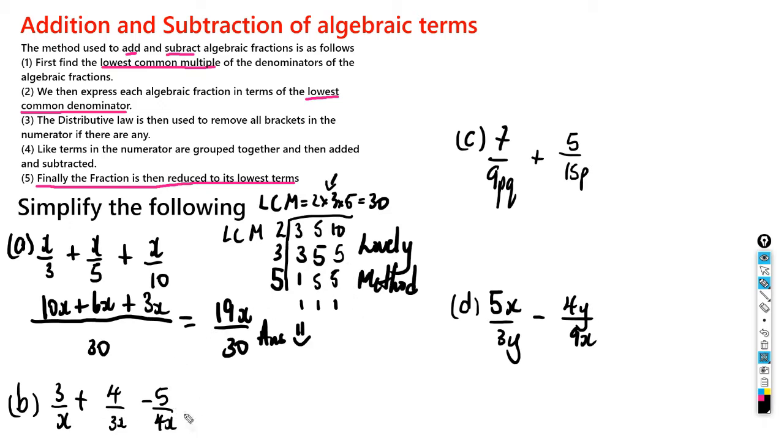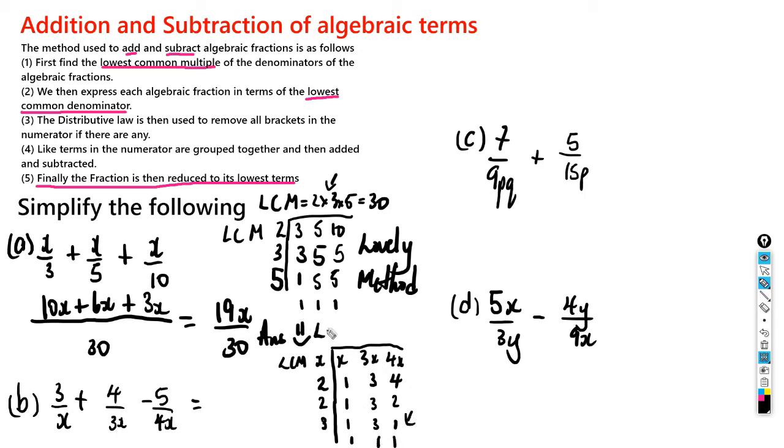Okay, cool. So in this one now, we're going to do the same thing. We're going to find the lowest common multiple of the denominators, and we have x, 3x, and 4x, right? So the first thing we're going to do is divide through by x, and we're going to get 1, 3, and 4, because x can go into all of these. Then, can 2 go into any of these? Yes, 2 can go into 4, which would leave 1, 3, and 2. And can 2 go into any of these? Yes, 2 can go into 2, leaving 1, 3, and 1. And can 3 go into any of these? Yes, 3 can go into 3, leaving 1, 1, and 1. And we're supposed to finish at 1, 1, and 1. So the LCM is equal to x times 2 times 2 times 3, which is 12x.